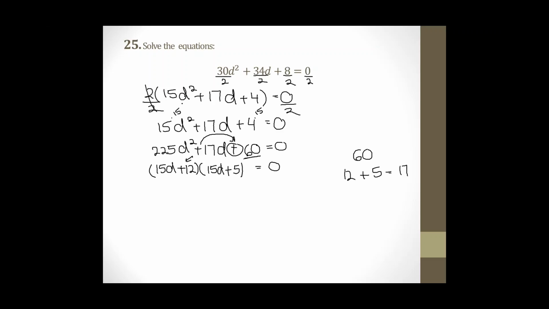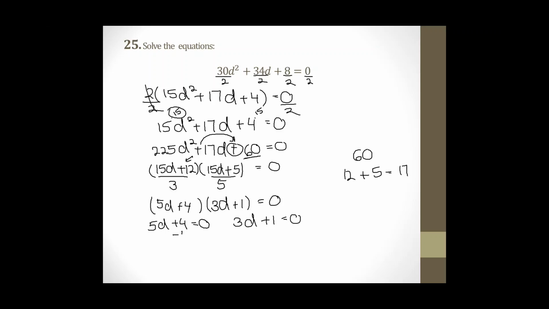Remember, we multiplied by 15 in the beginning, so we have to divide by the factors of 15, and there's only one way. So factors of 15, immediately I think of 3 and 5, and I see this side is divisible by 3 and this side is divisible by 5, which gives me the 15. So dividing by 3 leaves me 5d plus 4, and then 3d plus 1 equal to 0. Setting each part individually equal to 0 and solving for d.